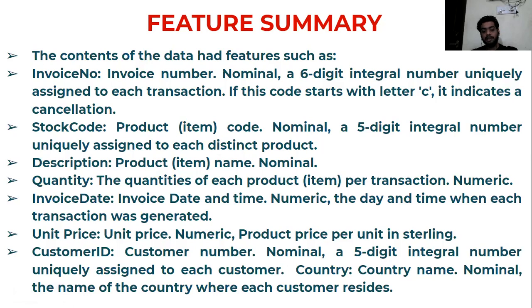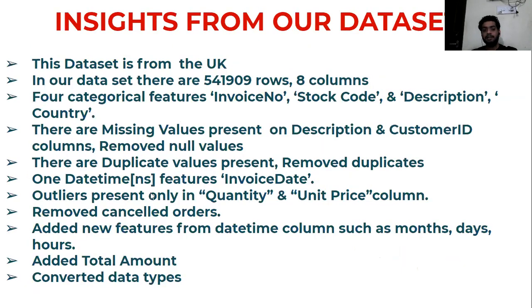Next is customer ID, the customer number. It's a nominal data type, a 5-digit integral number uniquely assigned to each customer. Next is country, basically the country name. It's a nominal data type, and it's the name of the country where each customer resides. Next is our first insight from our dataset.